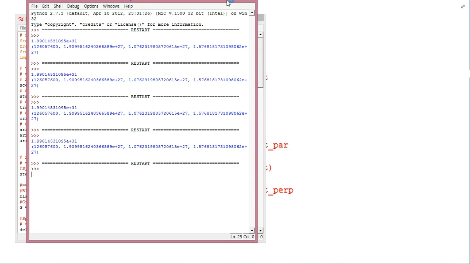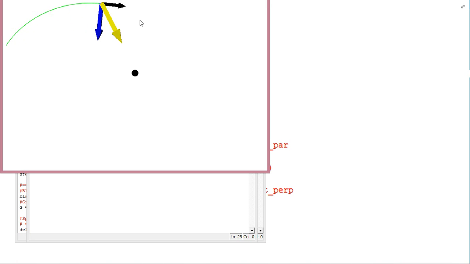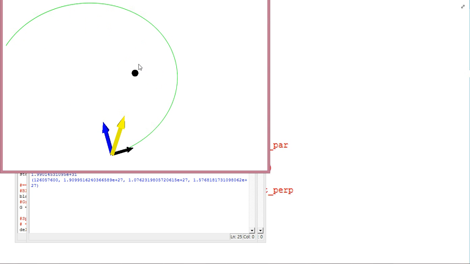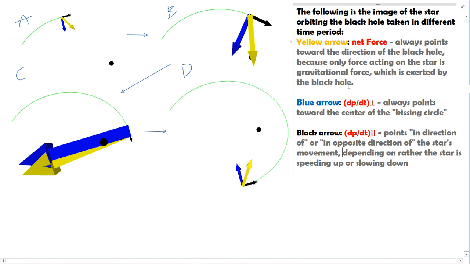So this is the visual representation of the star orbiting around the black hole, which is the black dot here. As you can see, the star moves from A to B to C to D. And there are 3 arrows represented here. The yellow arrow represents the net force, which always points toward the black hole, because the only force acting on the star is gravitational force, which is exerted by the black hole.